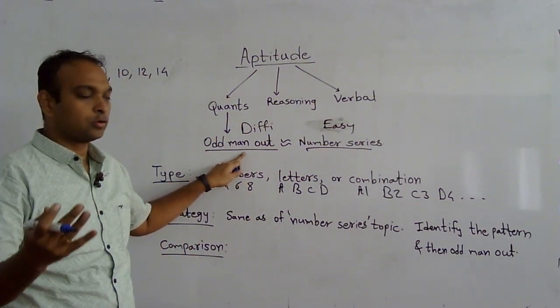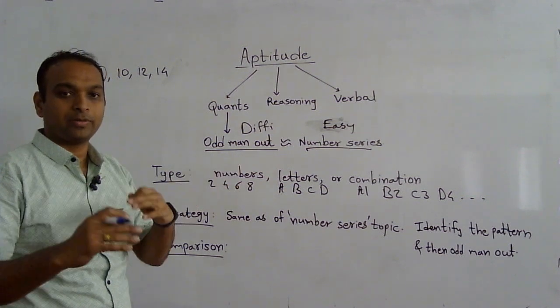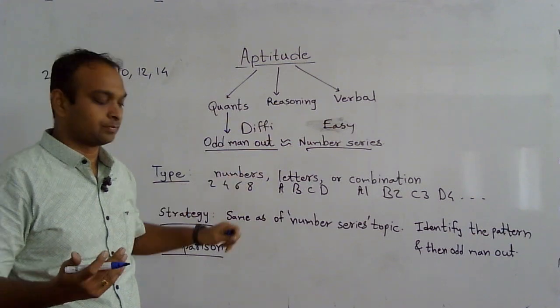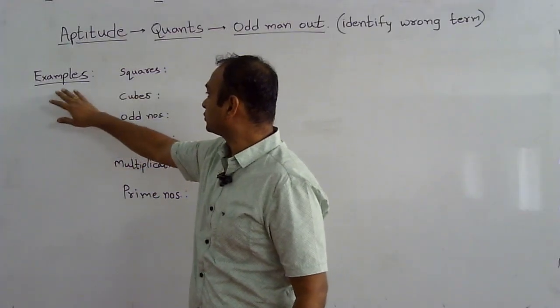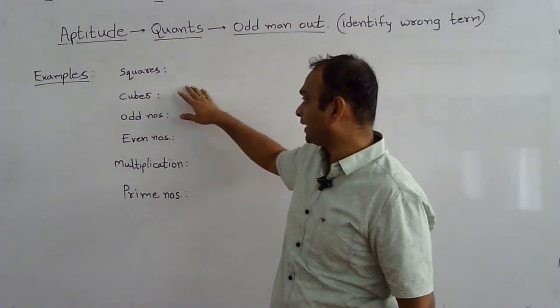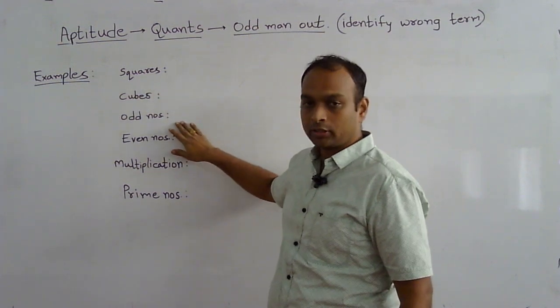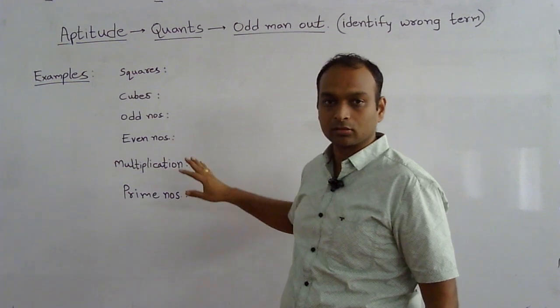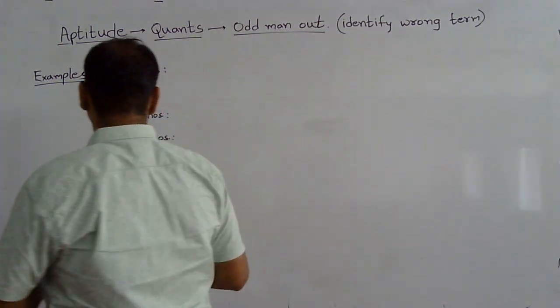Now let's go through a few problems so that you will have better confidence while dealing with odd man out. Here we have taken a few different types like squares, cubes, odd numbers, even numbers, multiplications, and prime numbers. Okay, let's deal with examples of each.